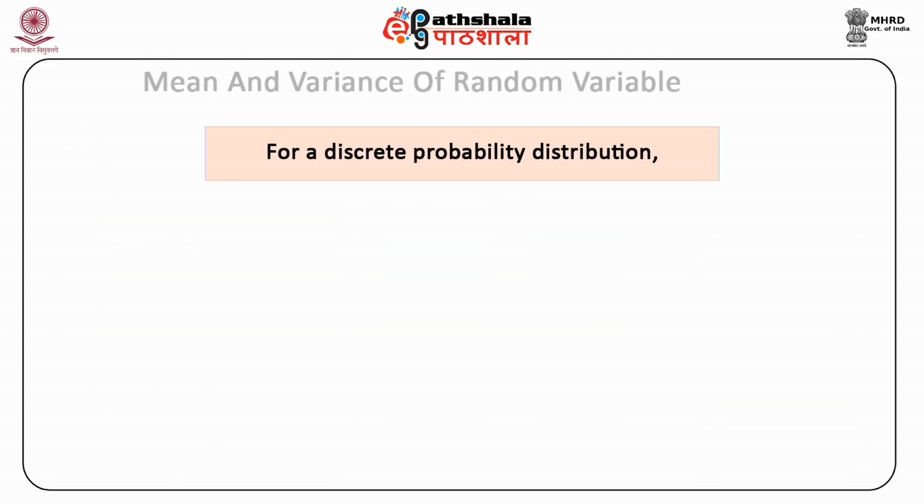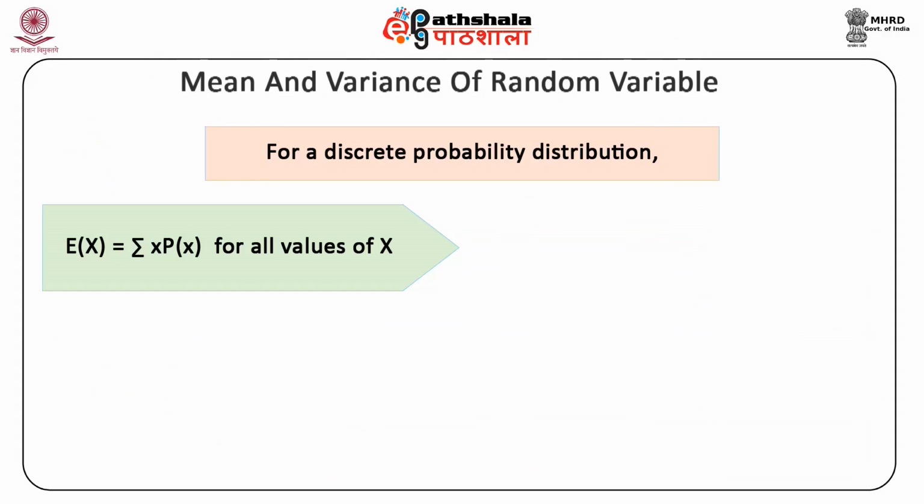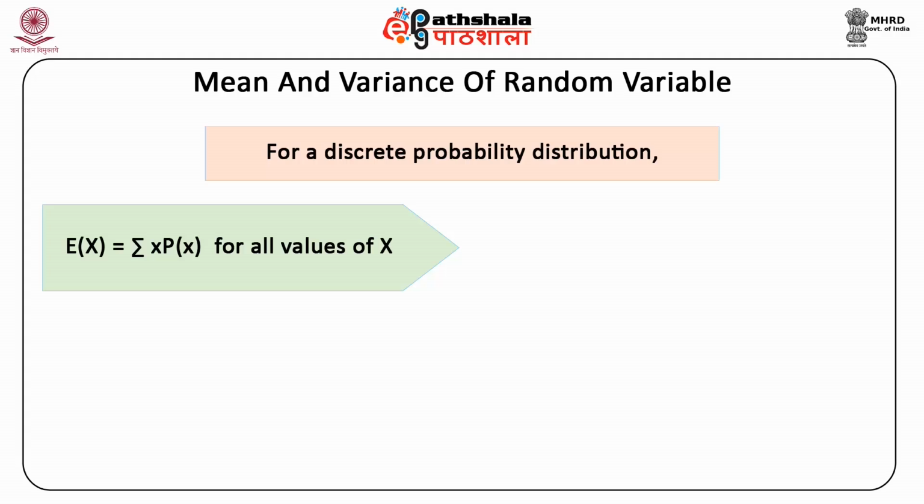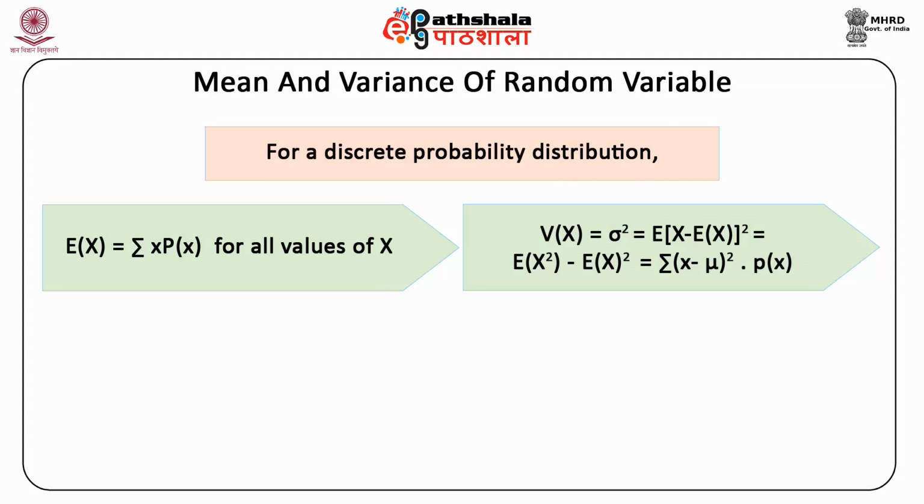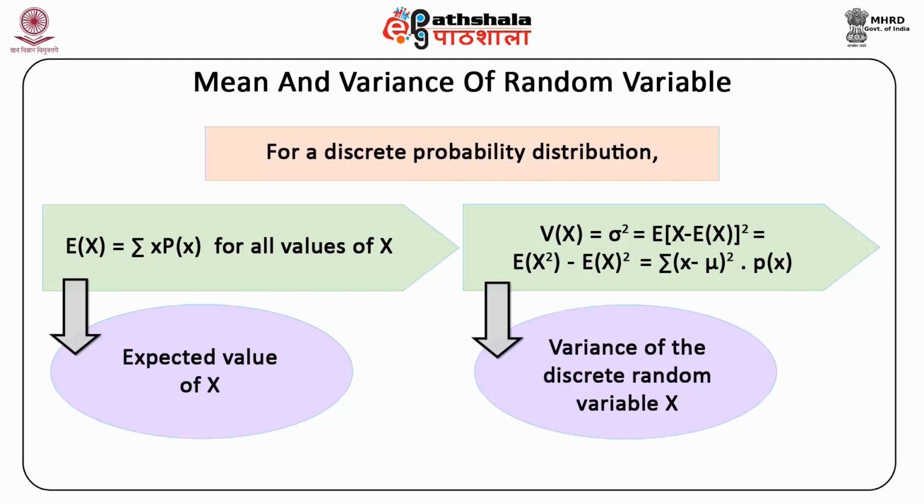For a discrete probability distribution, E of x is equal to sigma x p(x) for all values of x. V of x, which is equal to sigma square, is equal to E of (x minus E of x) whole square, which is further equal to E of x square minus (E of x) whole square. This is equal to sigma (x minus mu) whole square into p(x), where E of x is the expected value and V of x is the variance of the discrete random variable x with probability distribution p(x).